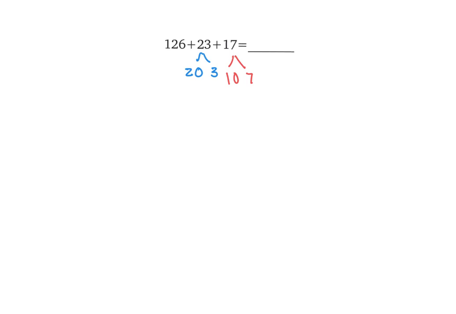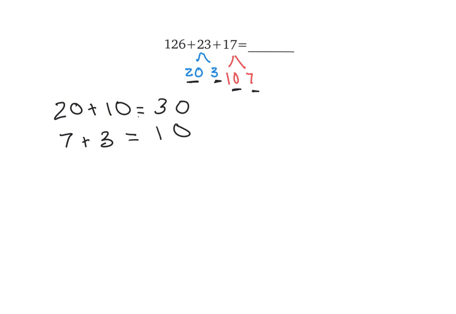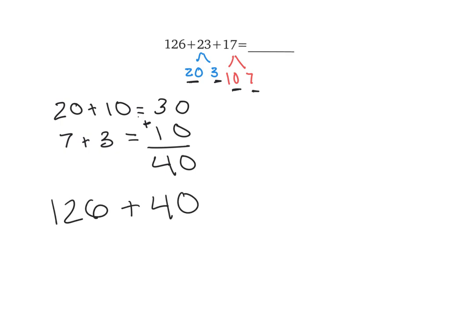By using the help of a make a 10 method, now we can easily add 20 and 10 and 3 and 7. Let's do that together. 20 plus 10 equals 30, and 7 plus 3 equals 10. Now if we add those numbers together, we get 40. So now what we have left in our equation is 126 plus 40. This is a lot easier than our original equation.